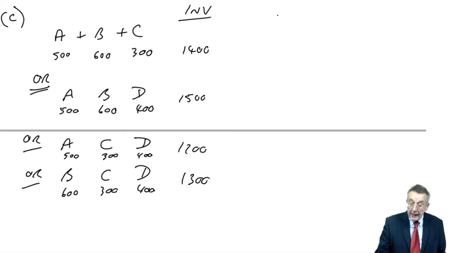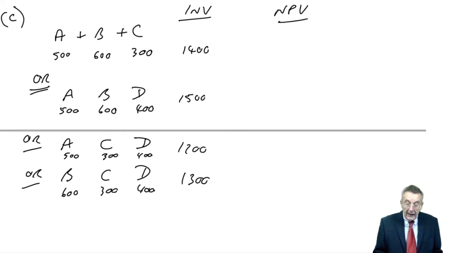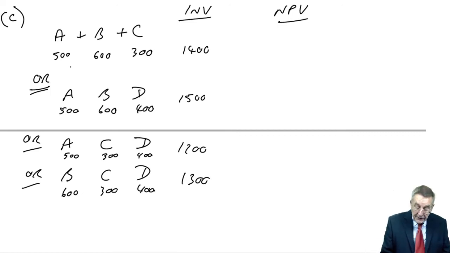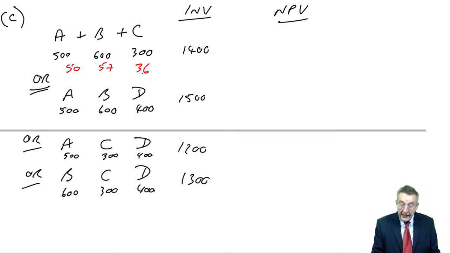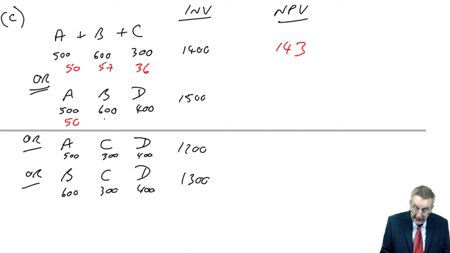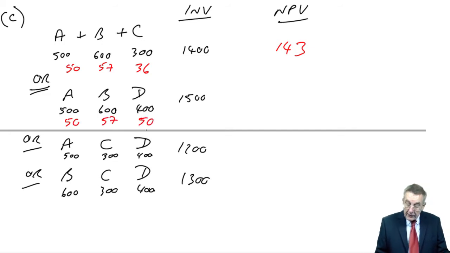And so we just need to work out what the NPV would be in each case. The NPV, if we did A, B and C, A gives 50, B gives 57, C gives 36. So the total NPV, if we did those 3, it'd be 143. If we did A, B, D, 50 from A, 57 from B, 50 from D, the total is 157.